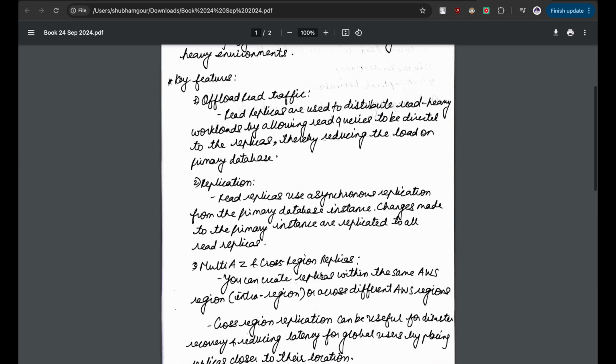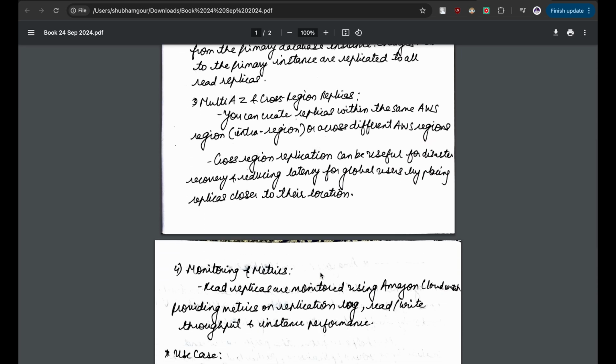Now, what are the things that read replicas bring into play? First is offload read traffic. Read replicas are used to distribute heavy traffic workloads, allowing read queries to be redirected to the replicas themselves, thereby reducing the load on the primary database. Second is replication. Since it is a read replica, we are creating the replica from the primary DB. Read replicas use asynchronous replication from the primary DB instance, and changes made on the primary instance are replicated to all the read replicas, right?